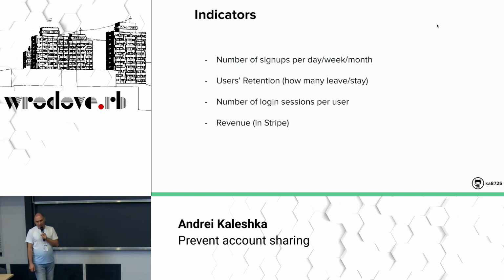The indicators that we came up with: the number of signups per day. Per period, actually, we wanted to see how the situation is going during the week, month, and so on.